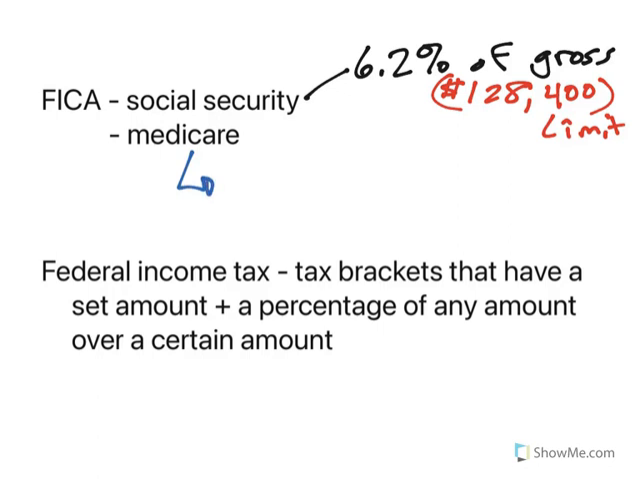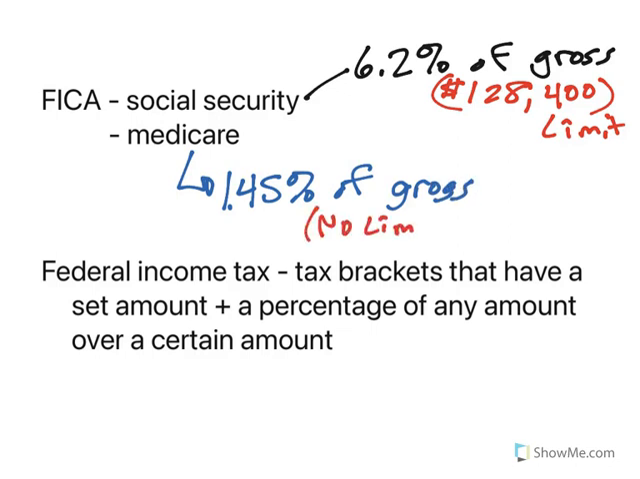With Medicare, we take 1.45% of the gross, and there is no limit. So if you earn $10 million, we would take 1.45% of all of that gross income because there's no limit on finding the Medicare amount. Now, when we add those two together, that would make up the FICA tax.